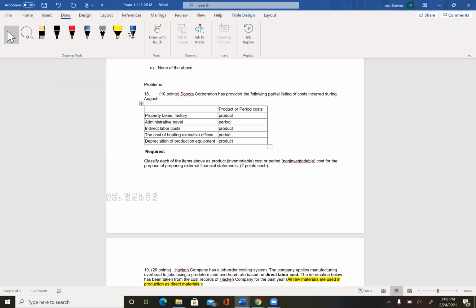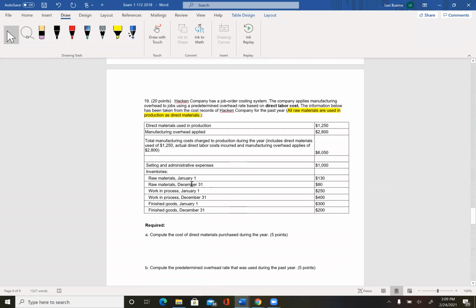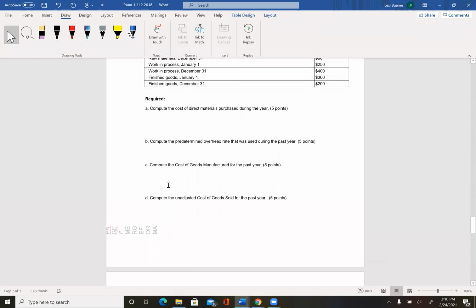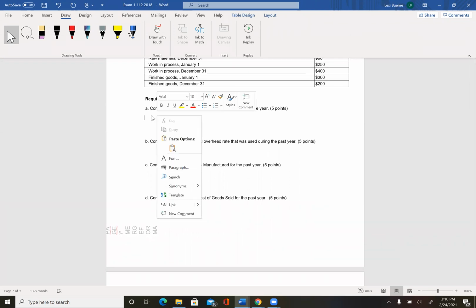So that's basically it. And then for 19, it says Hacking Company has a job order costing system. The company applies manufacturing overhead to jobs using a predetermined overhead rate based on direct labor. The information below has been taken from cost records of Hacking Company for the past year. So then it gives you all these numbers. First we have to compute the cost of direct materials purchased during the year.